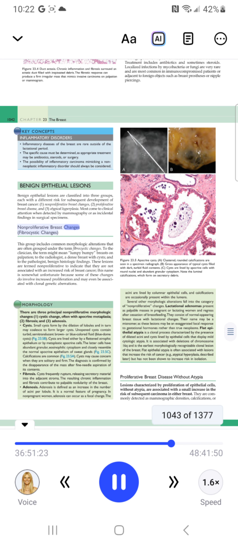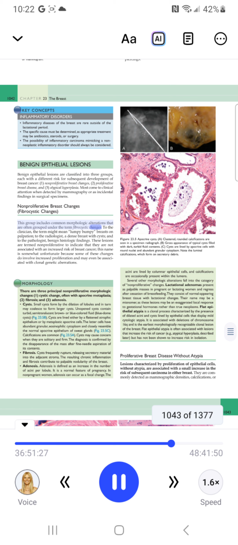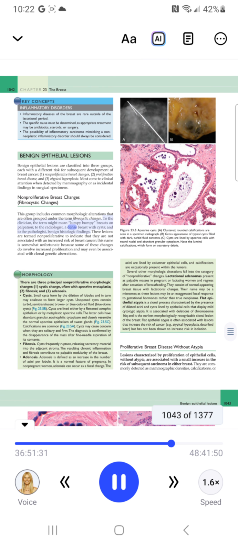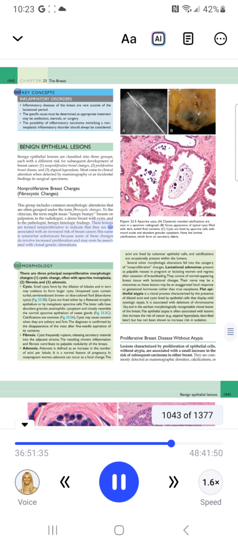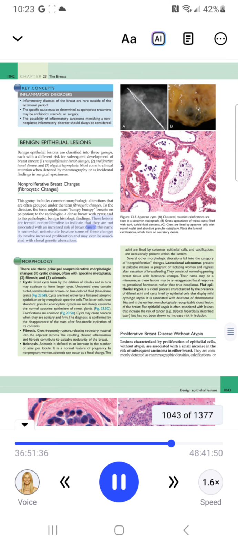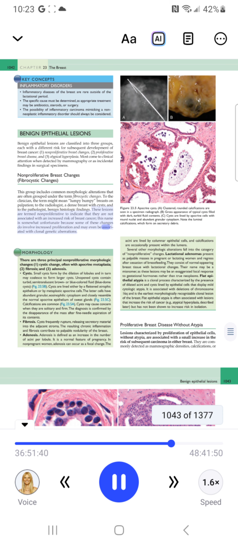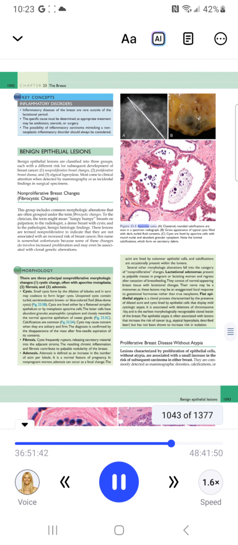Non-proliferative breast changes, fibrocystic changes. This group includes common morphologic alterations that are often grouped under the term fibrocystic changes. To the clinician, the term might mean lumpy, bumpy breasts on palpation. To the radiologist, a dense breast with cysts. And to the pathologist, benign histologic findings. These lesions are termed non-proliferative to indicate that they are not associated with an increased risk of breast cancer. This name is somewhat unfortunate because some of these changes do involve increased proliferation and may even be associated with clonal genetic aberrations.